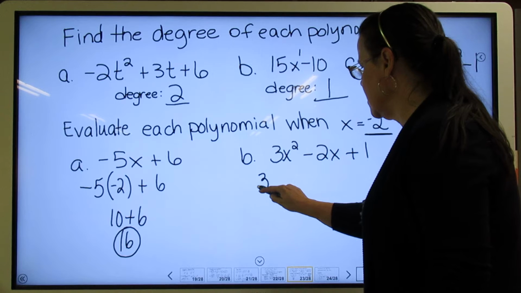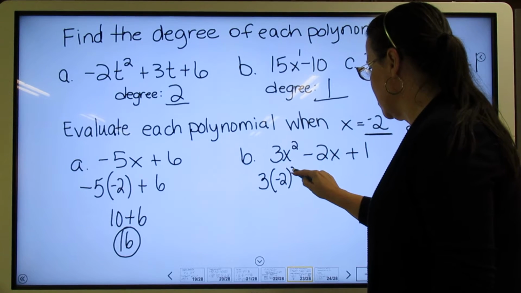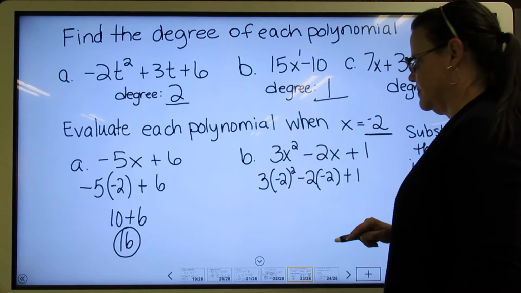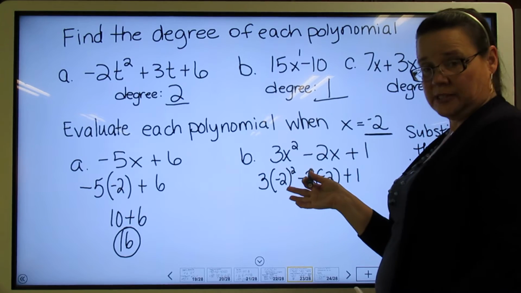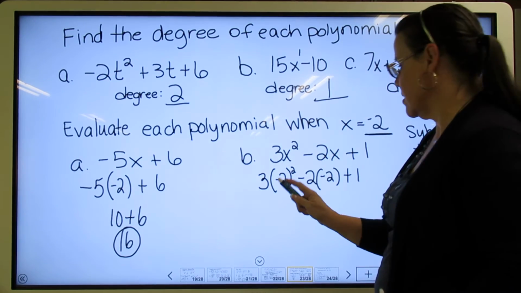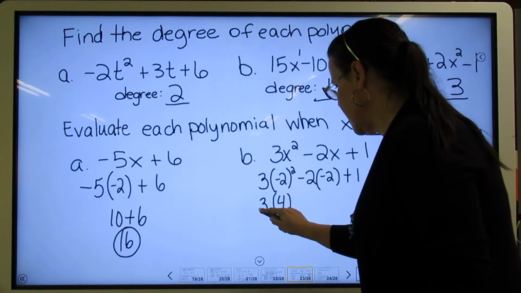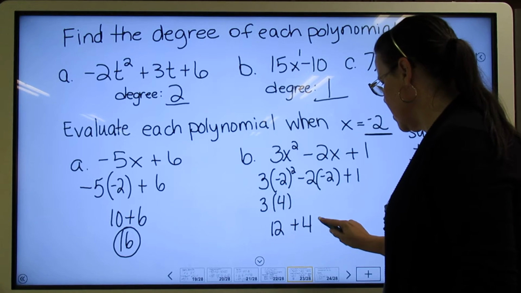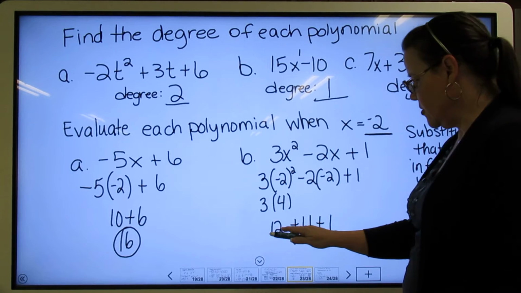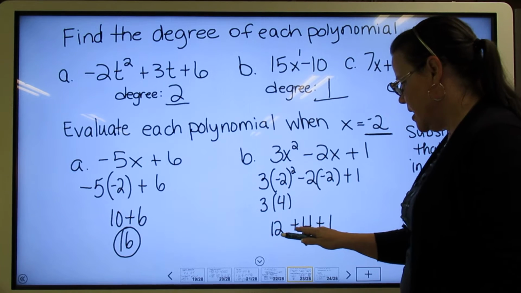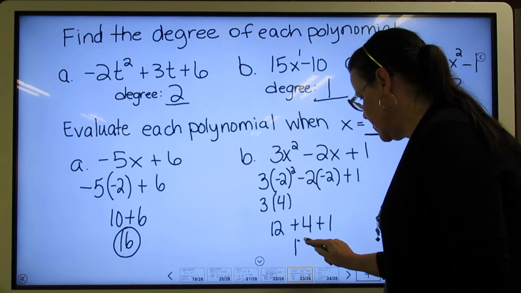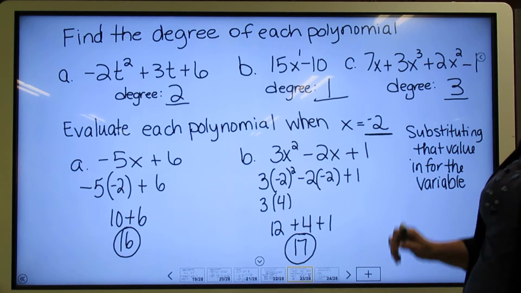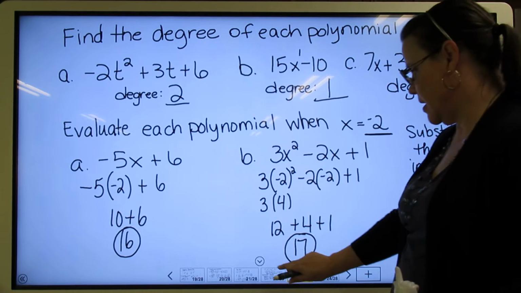This one you would do 3 times negative 2 squared minus 2 times negative 2 plus 1. And then I have, do your exponents first, right? Negative 2 squared would be 4. And 4 times 3 is 12. Then negative 2 times negative 2 is 4. And then bring down the 1. And then you have 12 plus 4 plus 1. 16 plus 1 is 17. And that is how you would evaluate a polynomial when they give you the value of that variable.